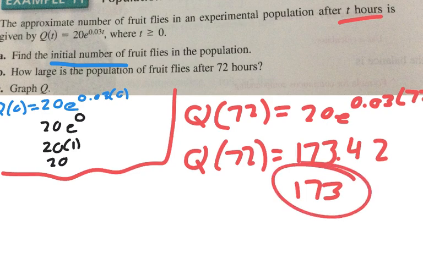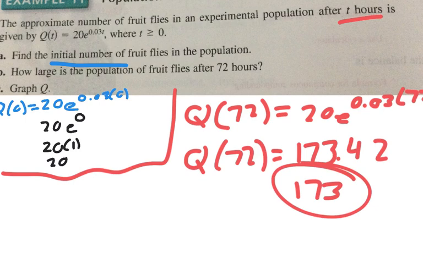173. Right, because we're talking about number of fruit flies. Does it make sense to have 0.42 fruit flies? No. Maybe if you swatted one of them, right? But you haven't. Okay. So there are 173 fruit flies just 3 hours later. Or sorry, 3 days later. 3 days. 72 hours later, which is 3 days.